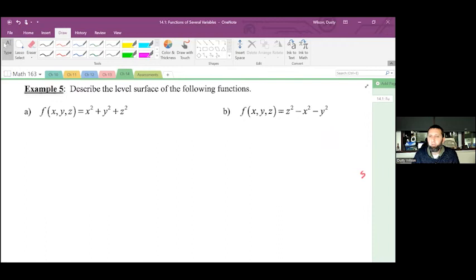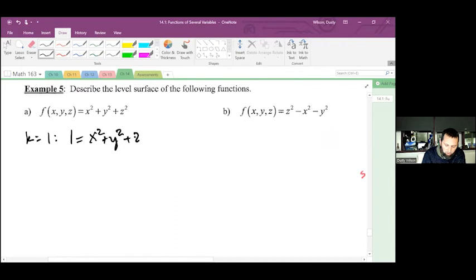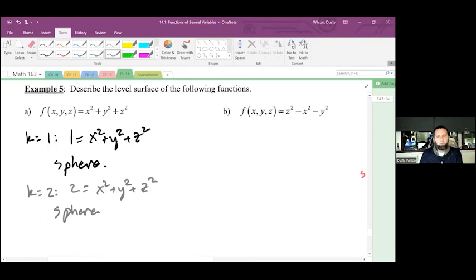Example 5, describe the level surfaces of the following functions. A, f of x, y, z equals x squared plus y squared plus z squared. So what I tend to do is set some values. If I let k equal 1, then this would be 1 equals x squared plus y squared plus z squared. And I see that and I say, this is a sphere. Then maybe I'll let k equal 2. And I get 2 equals x squared plus y squared plus z squared. This is also a sphere, and so I have to ask myself, how are the spheres different?